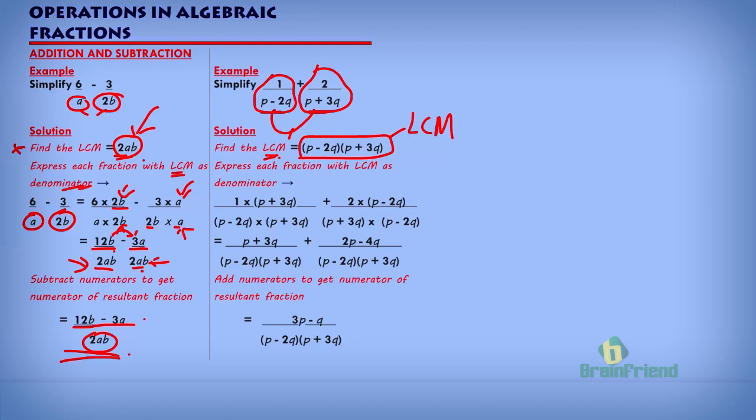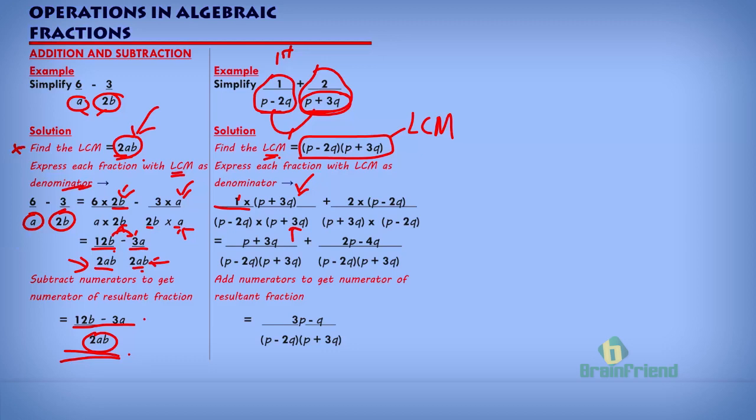We said multiply the first fraction, which is 1 over p minus 2q, times the denominator of our other fraction, top and bottom. So we multiply that. We have p plus 3q all over p plus 3q. That is 1 over p minus 2q times p plus 3q all over p plus 3q. And that gives us 1 times p plus 3q all over p minus 2q times p plus 3q.